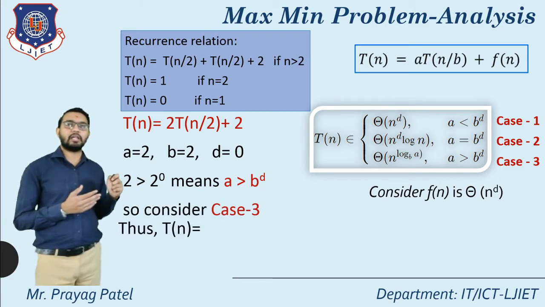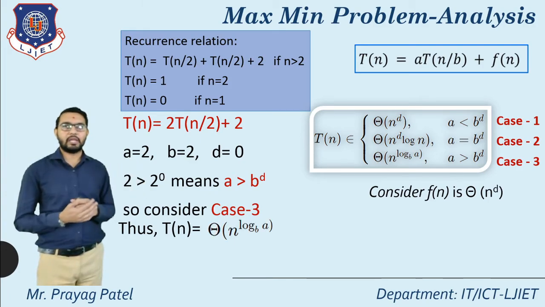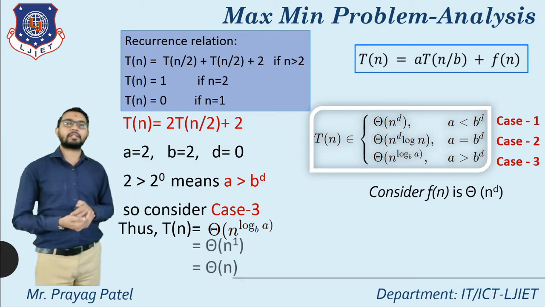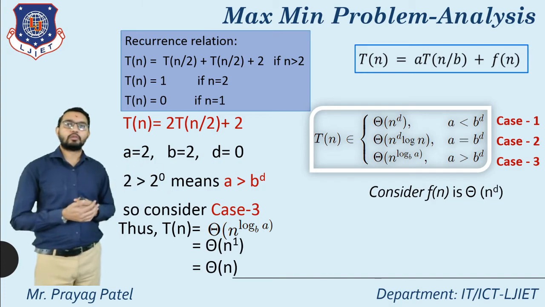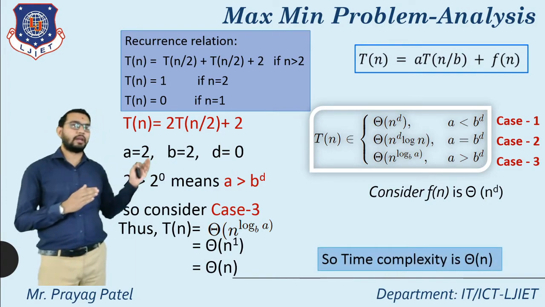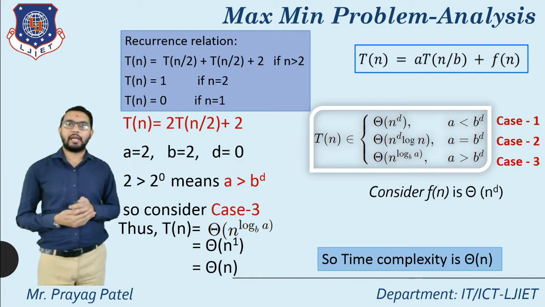In case number 3, T of n equal to theta n raised to log a base b. Now put the values of a and b into this relation. So the next step is theta n raised to log 2 base 2, which is n raised to 1. So the final answer is theta of n, the final complexity of the max min problem. So the final complexity of the maximum minimum problem is theta of n.